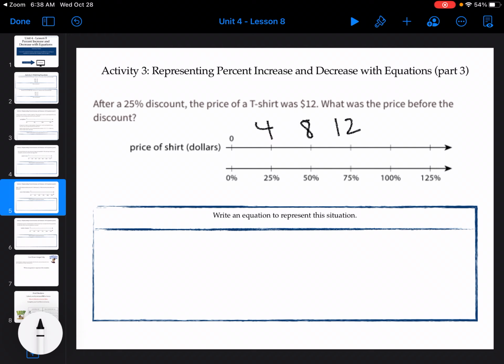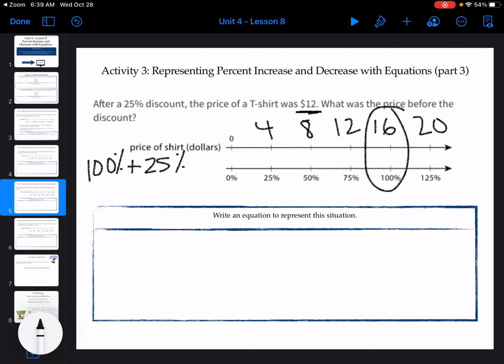And counting by fours. So we figured out that the end price was 16, right? So we know that after a 25% discount, it was $12. So it's going to be 100 plus 25 to get the original.